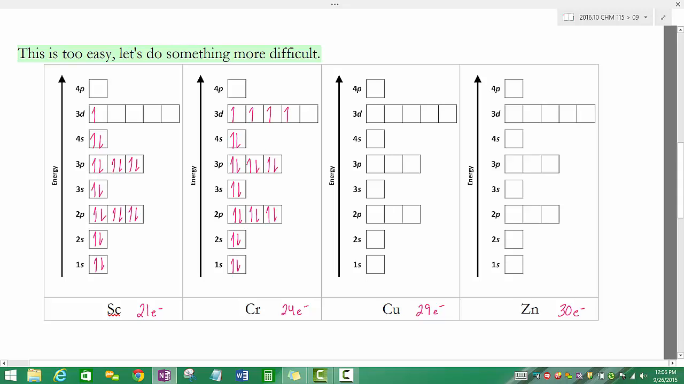Okay, this is the chromium that you would typically get if you follow the energy filling rules perfectly. However, what you actually get is something like this. Now the immediate question is, why does that happen?